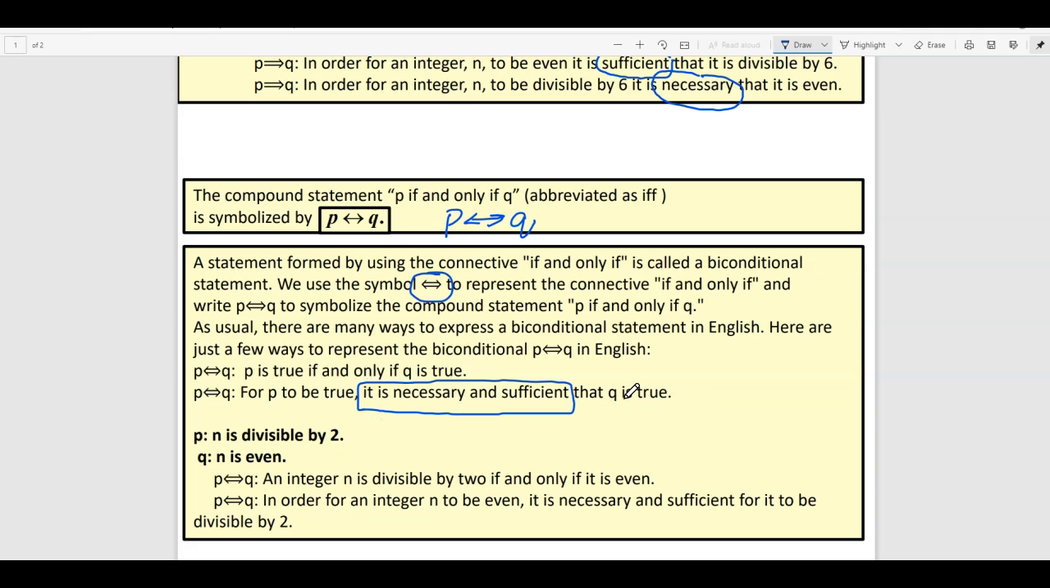Now you might ask, why so many ways? This is just the way it's done when it comes to logic. You have to use this terminology in order for that compound statement to be true.